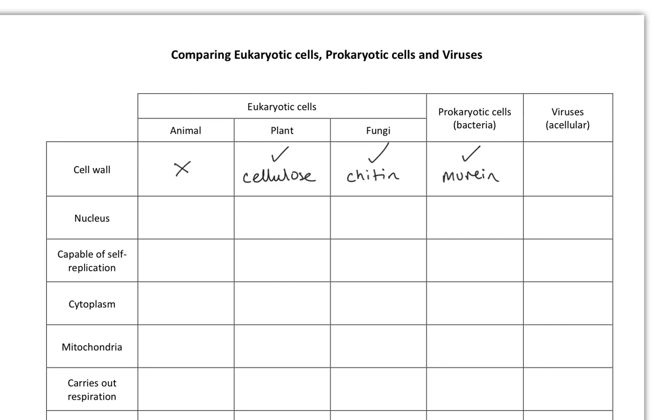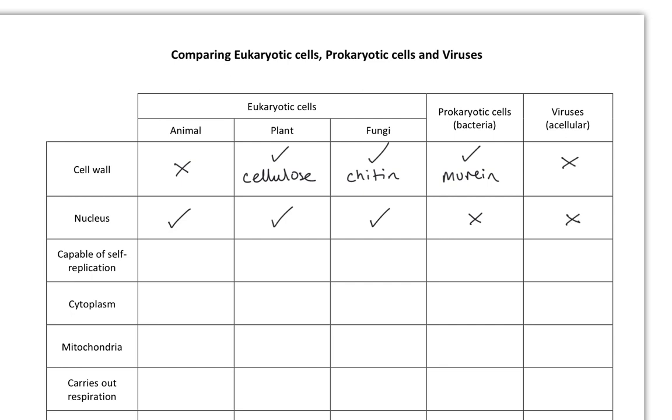Chitin. Viruses, we're going to be doing about viruses. They are, as it says here, acellular, which means not cellular. They are not cells, and therefore it's not surprising that they don't have a cell wall. Nucleus, next. Animal cells, tick. Plant cells, tick. Fungal cells, tick, because they are eukaryotes. If you're a eukaryote, it literally means true nucleus. Prokaryotes means before nucleus, so there's no nucleus, and viruses are not cells, they definitely don't have a nucleus.